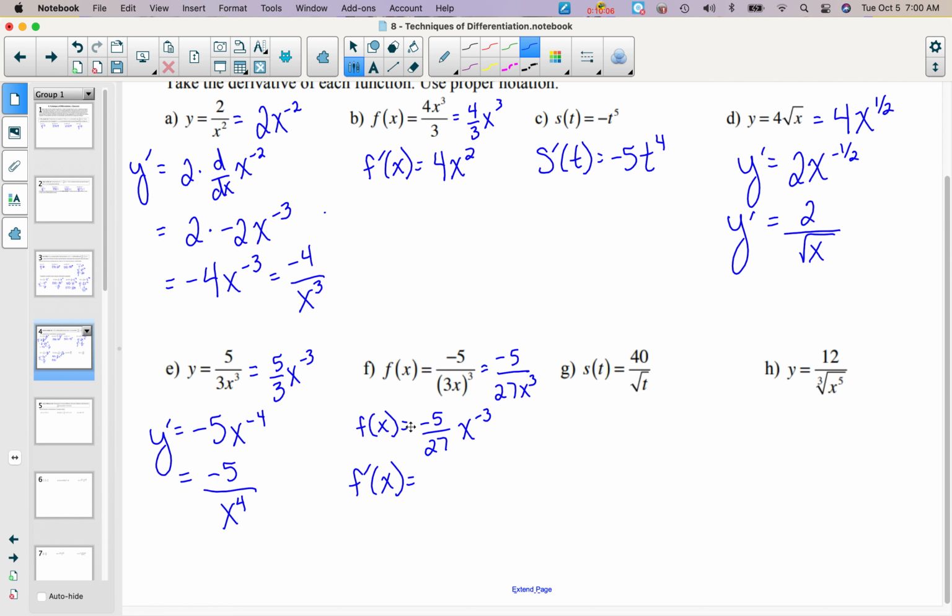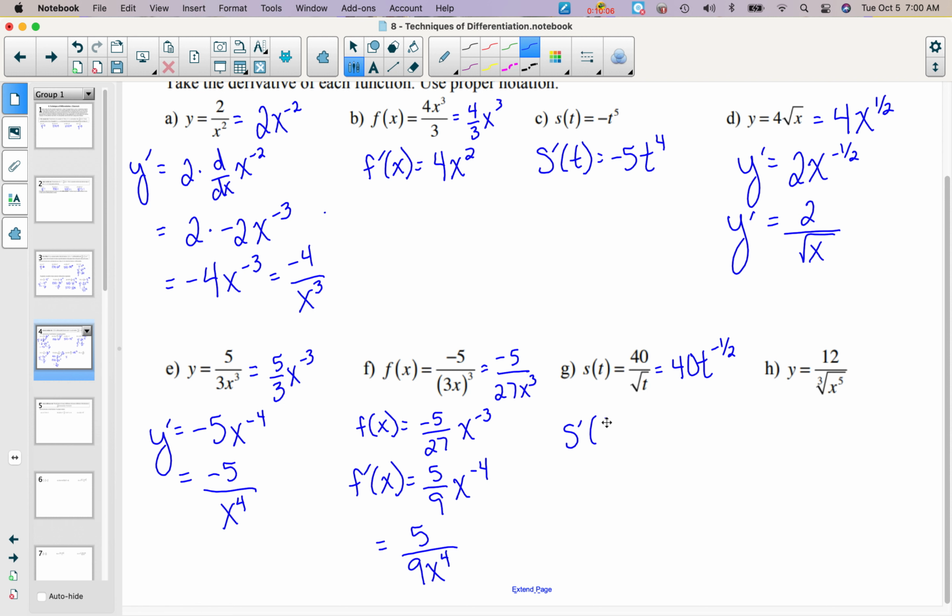So when I multiply, I'm going to have a 9 in the denominator. It's going to be a negative though, so it's going to be 5/9 x to the -4. And then we can flip that back, so we get 5/9x to the 4th. Okay, next one, I'm going to change this to 40t to the -1/2 power.